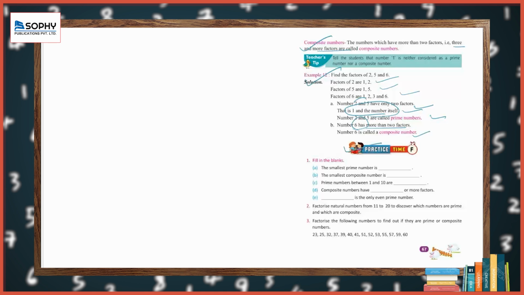Now let's look at practice time F. In the first part, we have to find the smallest prime number, that is, very good, students, 2. In the next, we have to factorize natural numbers from 11 to 20 and discover which numbers are prime and which are composite. So here we will write the prime, here we will write the composite numbers, students.